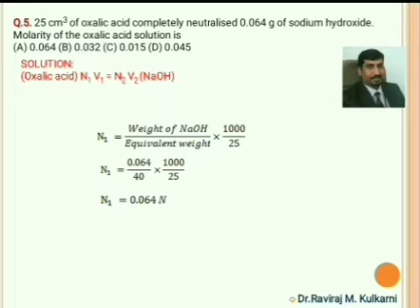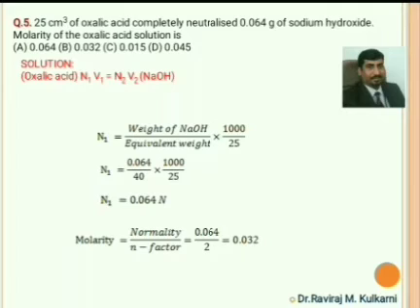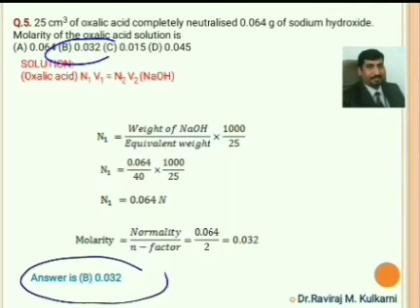0.064 N. But they have asked not normality, they have asked molarity. So you need to divide this by the n factor, normality divided by n factor. That is the number of replaceable hydrogen atoms or ionizable hydrogen atoms in oxalic acid. Oxalic acid, it is 2. So 0.064 divided by 2 gives you the molarity. It is 0.032. What is the option? Option B is correct, 0.032.